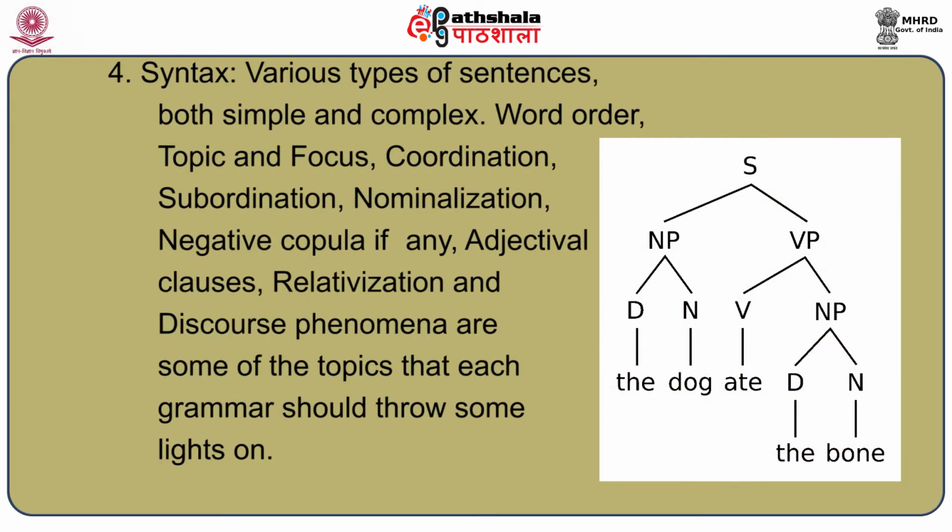The next chapter, which will be the fourth chapter, will be on syntax. So various types of sentences you may collect, both simple and complex. So word order, topic and focus, coordination, subordination, nominalization, relativization, negative copula, if any. For example, Dravidian languages have negative copula, adjectival clauses including relativization, and ultimately discourse phenomena are some of the topics that each grammar should throw some light on. So you must include this in your chapterization.